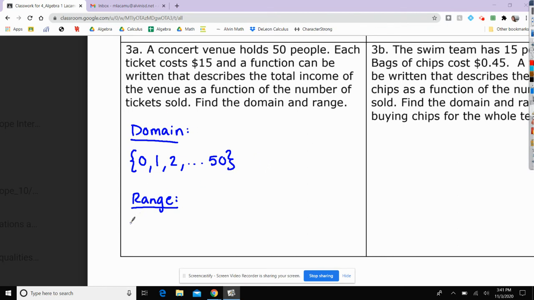Then for the range, this is going to be how much the venue makes. So if 0 people attend, they'll make $0. If 1 person attends, they make $15. If 2 people attend, they make $30. Then again, we're going to skip everything in between. If 50 people attend, they would make $750. So the domain is the number of people. The range is the cost.